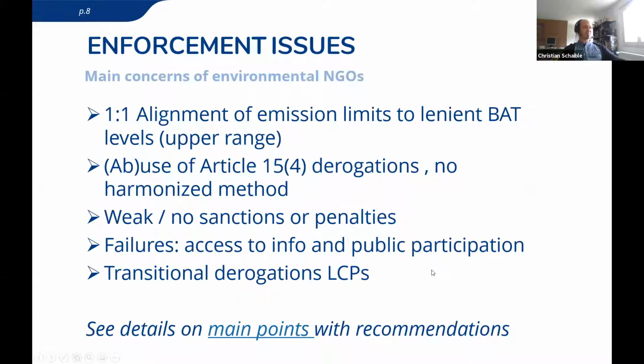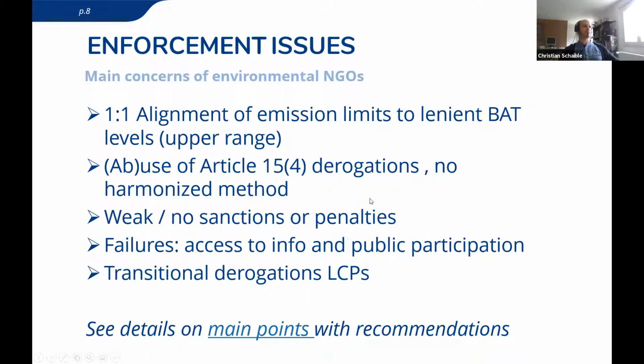Okay, enforcement issues, because I see the time flying. So I jump. The problem in the implementation, even if we have BREF standards, is that they all align to the top range. So the lenient ones all go to the upper range, one-to-one. We have very few exceptions at the member state level where they go to the real BAT. The one I mentioned before is smaller than 85 for SCR on lignite power plants. It should be lower than 85, but they all go to the higher range, or even further, they can get derogations.